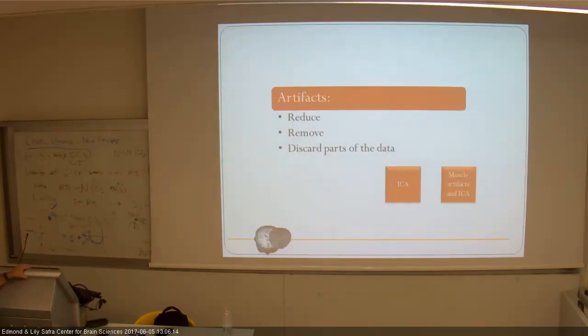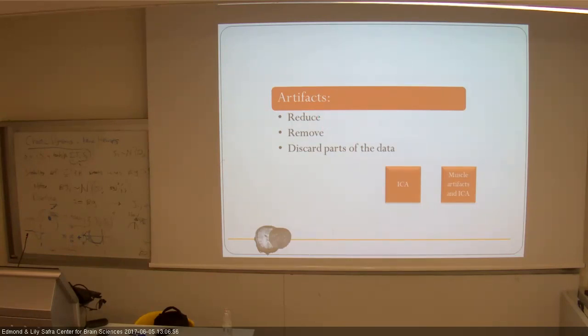So what do we do about artifacts? We can either try to reduce them a priori, which is best. Try to make our signals as clean as possible. For instance, by instructing the subjects not to move their eyes, or by giving them blink breaks when they can refresh their eyes and not blink at the time when we want them not to blink. Or make them very relaxed so that they don't have too much tension in their muscles. These are really important things when you run the experiment. As they say, garbage in, garbage out. If you collect bad data, it's going to be difficult to recover it. So this is what I call reduce.